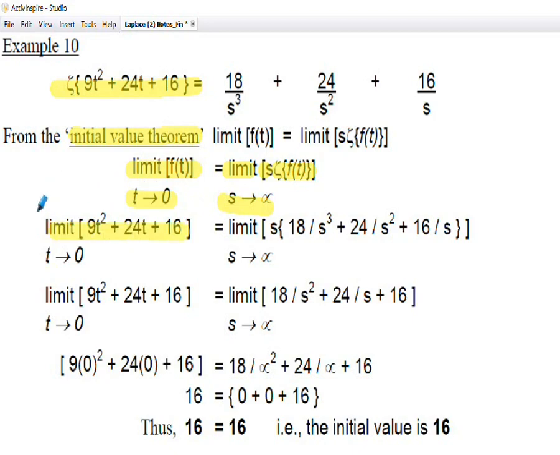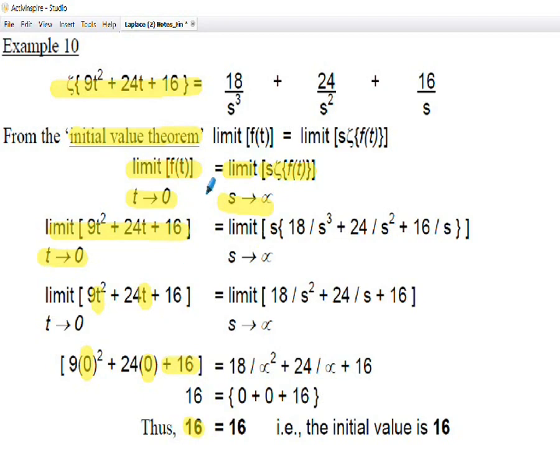If I work with the left hand side first of all, this is our time domain. I'm basically going to put the value of t equal to 0 wherever I see a t in my expression. So I've got a t here and a t here, and I'm replacing them with a 0 and a 0. So obviously 9 times 0 squared is 0, plus 24 times 0 is 0. I get left with 16 on the left hand side of the equation.